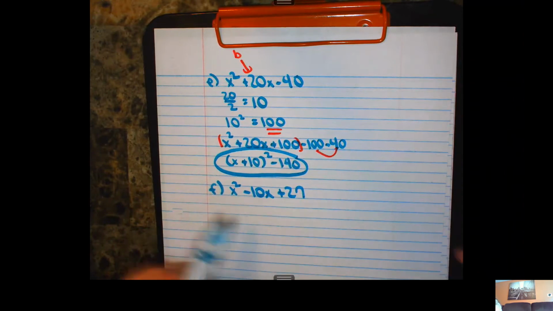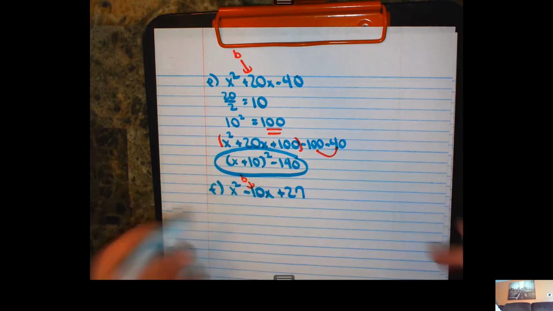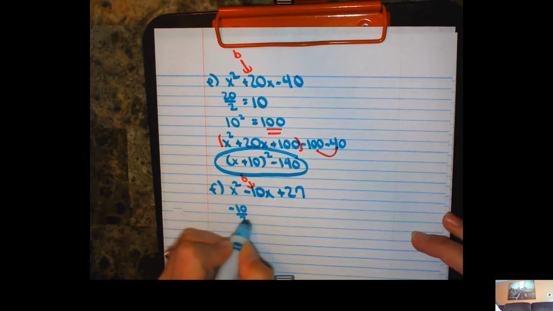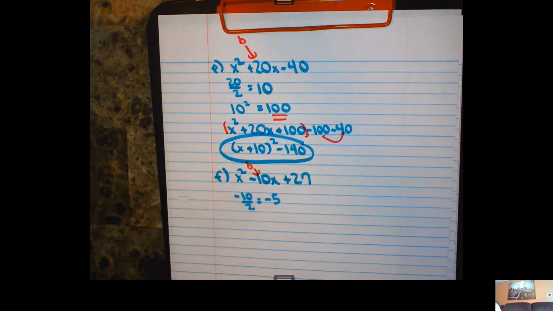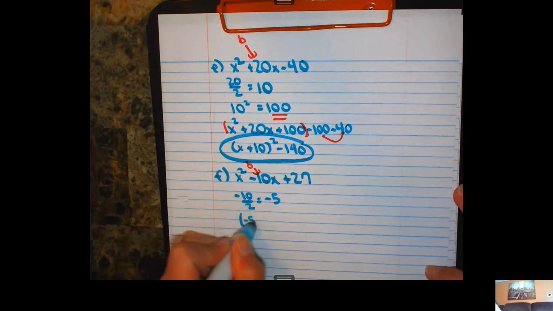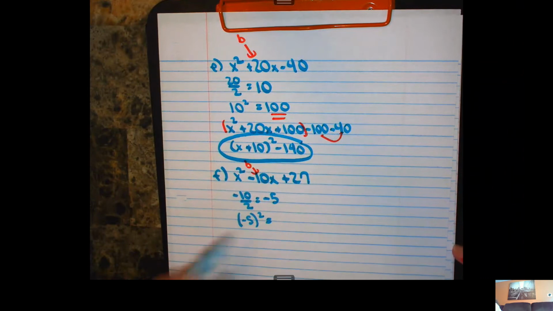All right, so I'm going to go ahead. Step 1, take half of b. Well, my b is my negative 10. So I'm going to do negative 10 divided by 2. Negative 10 divided by 2 is negative 5. What do we do for step 2? We square it. So we're going to take negative 5 and square it. Negative 5 squared, that would be 25.